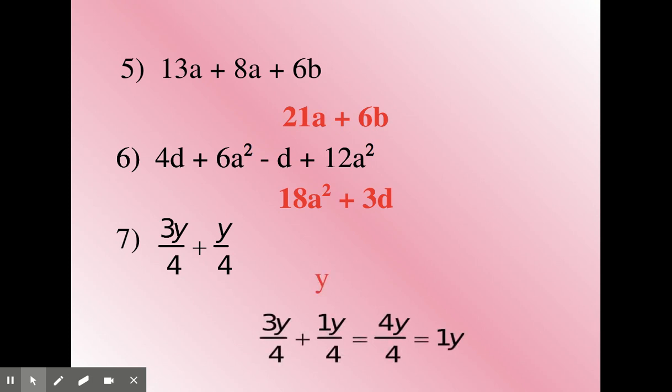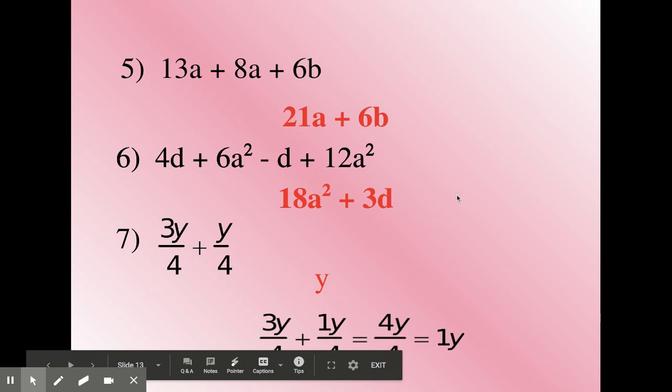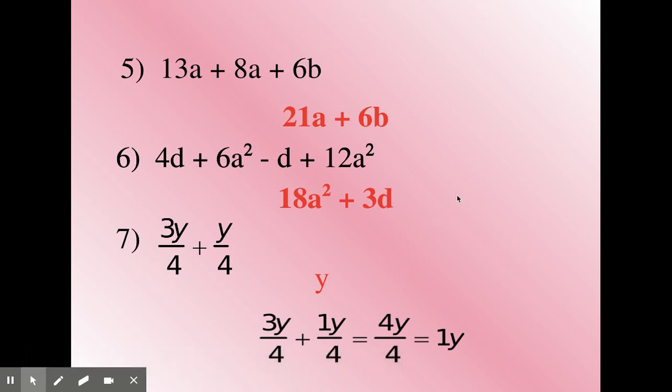It becomes y because with the same denominator, we're really just going to add the two tops together. So it's 3y plus y, or 1y, and 3y plus y is 4y. The denominators don't get added together, so it stays as 4, and 4y divided by 4 would be 1y, or just y.